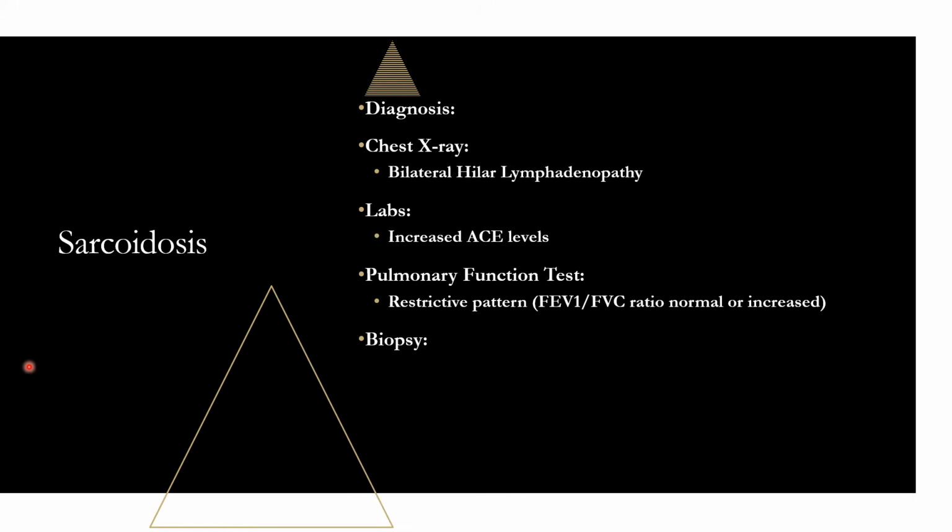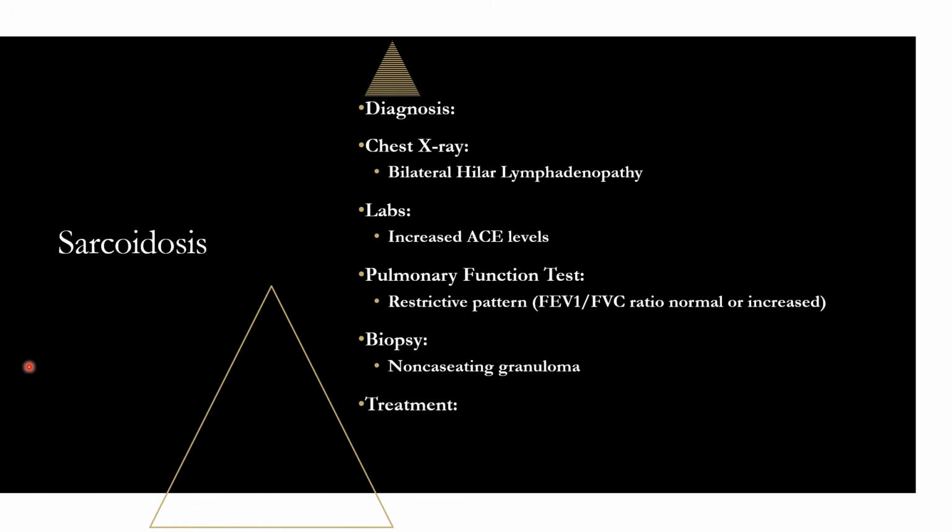And then on your biopsy, non-caseating granuloma is what you're looking for. You can perform a biopsy anywhere there's a lesion. It can be a cutaneous lesion, it can be a palpable lymph node. You don't necessarily have to be going for the lungs. And again, what you're looking for is that non-caseating granuloma. That's your characteristic finding on the biopsy.